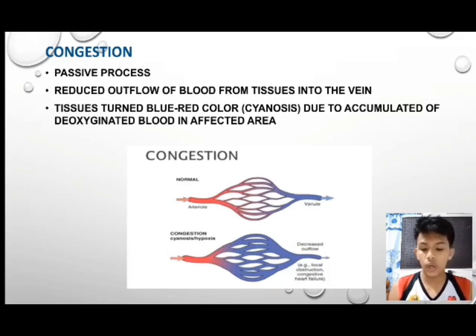In this picture, we can see that the capillary is more of blue color due to accumulation of deoxygenated blood in congestion. In hyperemia, we have seen the capillary is more of red color due to accumulation of oxygenated blood. I hope you understand the difference between hyperemia, congestion, and congested tissue. That is, the tissue which undergoes congestion is congested tissue.